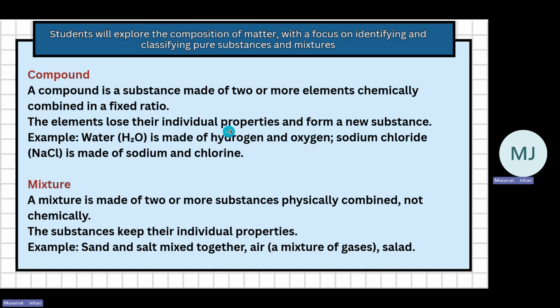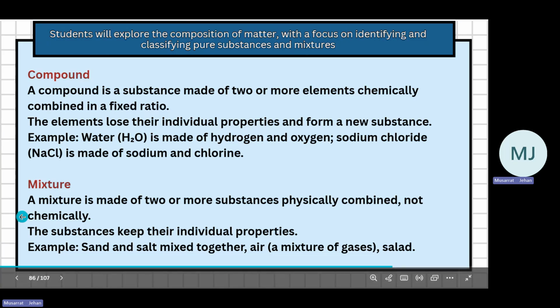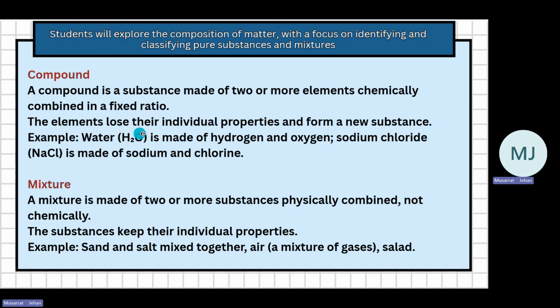They lose their properties when they form a compound, like water. It has hydrogen and oxygen. Hydrogen has different properties. Oxygen has different properties, and water has entirely different properties. So when a compound is formed, the individual elements lose their properties. Sodium chloride is made up of sodium and chlorine. Na is sodium, Cl is chlorine.